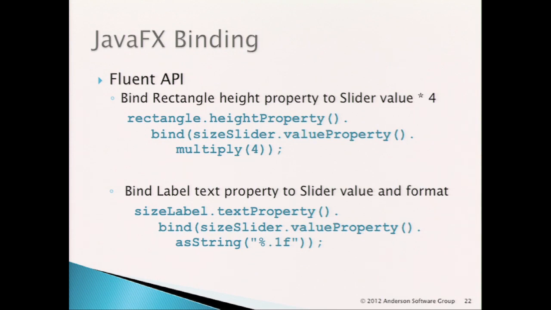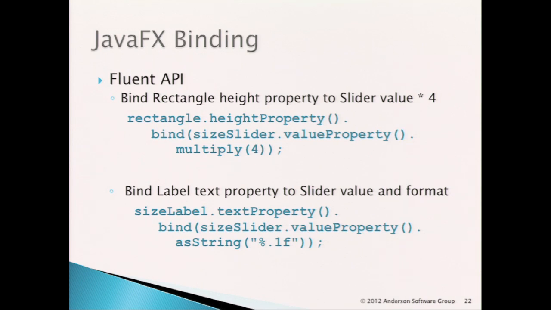Did you notice that you said 1 digit to the right of the decimal point there? So specifically what this bind statement does is that when the value property of the size slider changes, we'll update the label's text property by converting the slider's value to a formatted string. That would be 1 digit to the right of the decimal point.